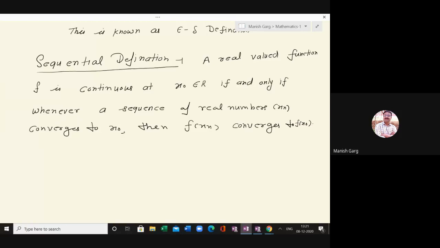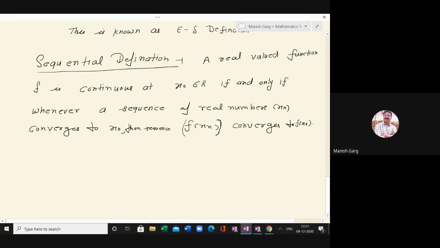A function is called continuous at a point if and only if, for a sequence of real numbers which converges to x naught, the f of xn sequence will also converge to f of x naught.